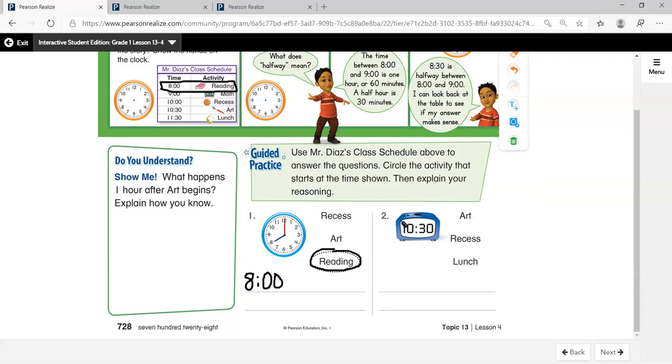In number 2, they've already written the digital time for me. I know the first part tells me the hour, 10. The second part tells me the minutes. I read this time as 10:30. And if I move up to the schedule and find the matching time at 10:30, I see that the children will be participating in art.